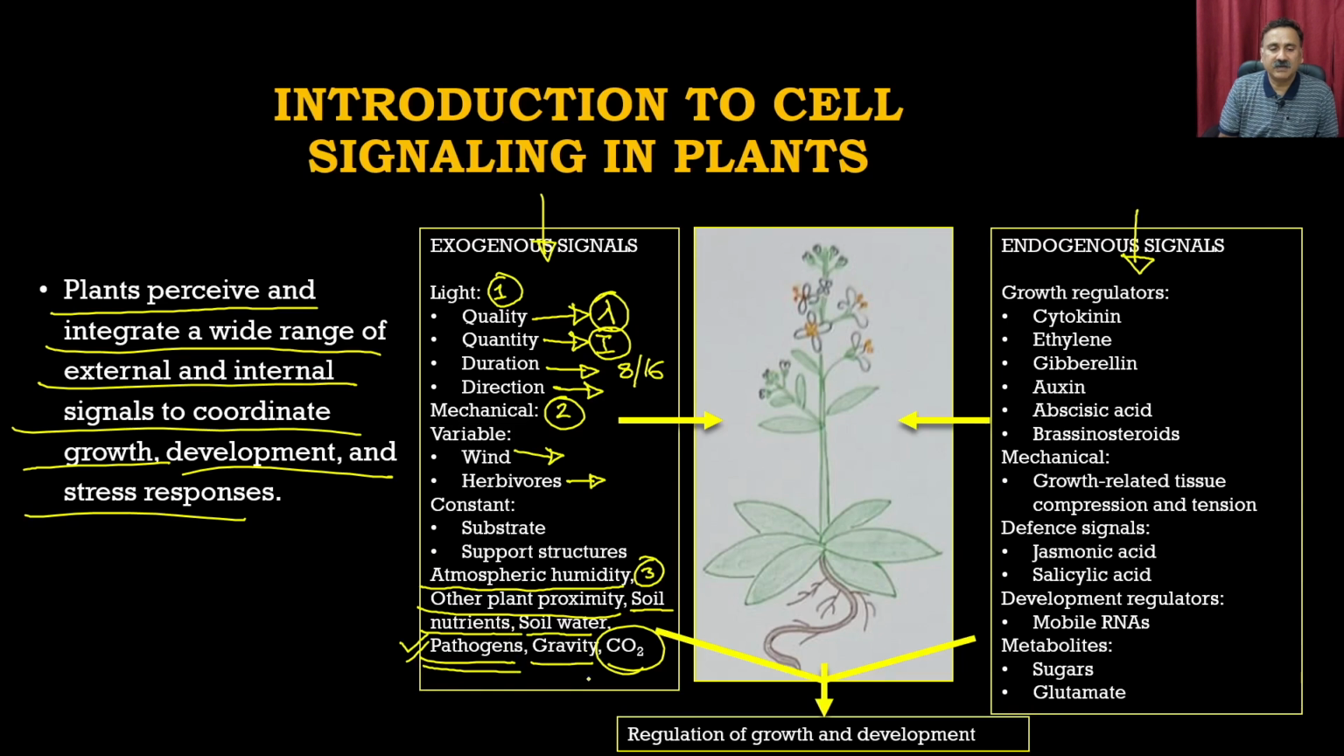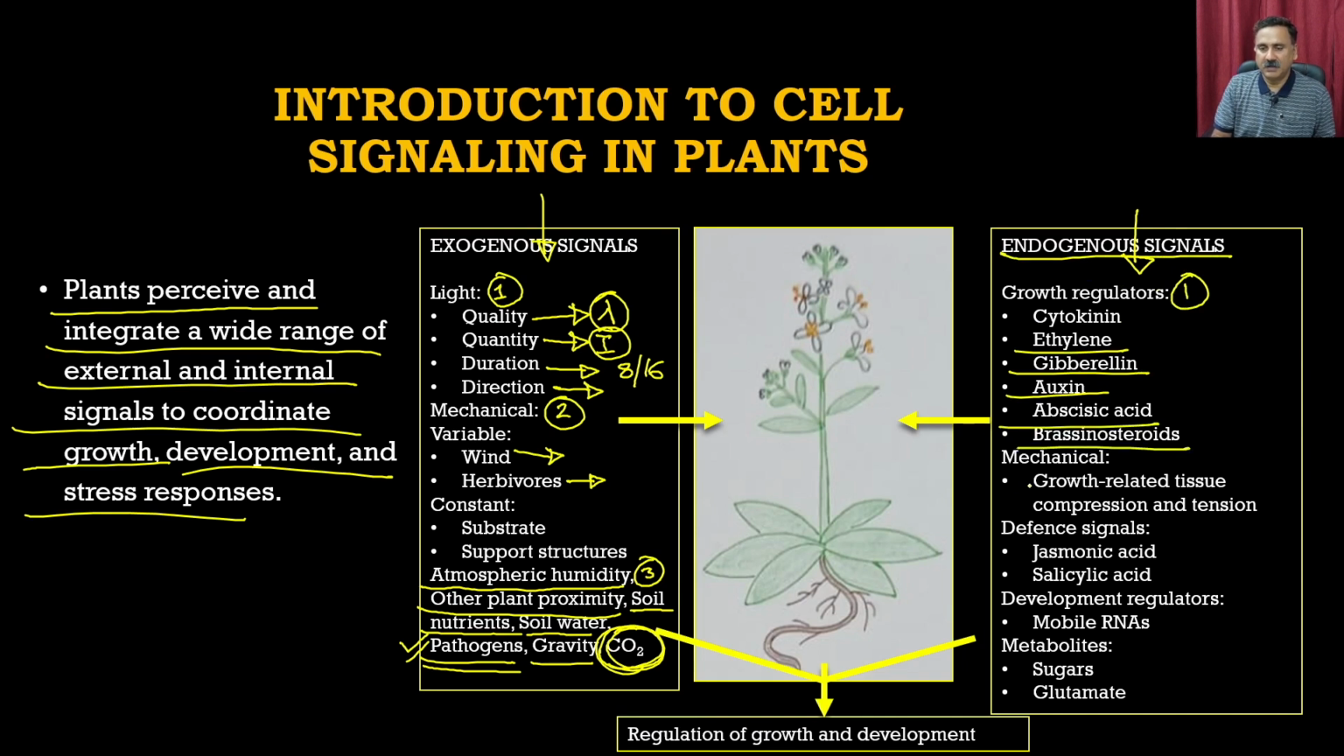And then you also have gravity, and the height of the plant, whether it is a plant present in the Himalayas versus a plant present on the seashores. And then we also have signals from gaseous molecules like carbon dioxide, nitrogen, ethylene and all that. And then we have the endogenous signals. So you can have growth regulators like different types of hormones: cytokinins, ethylene, gibberellin, auxin, abscisic acid.